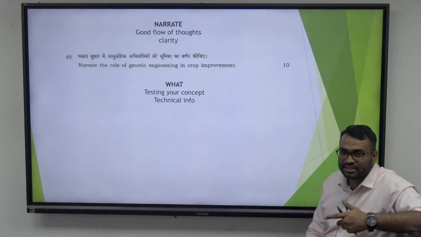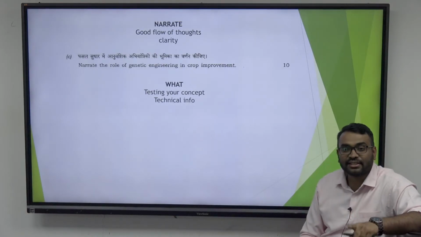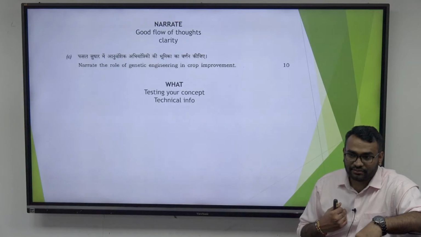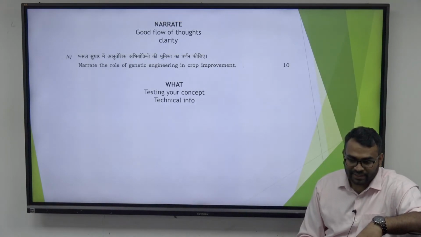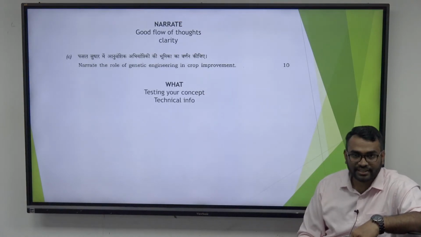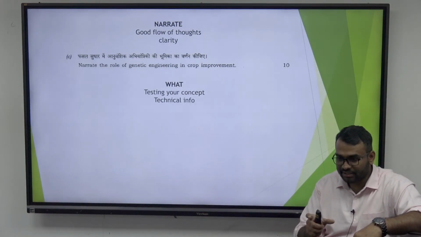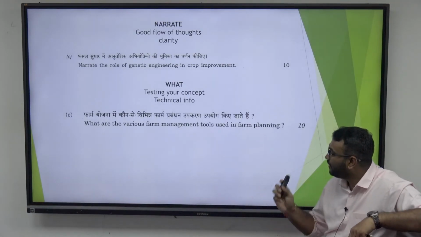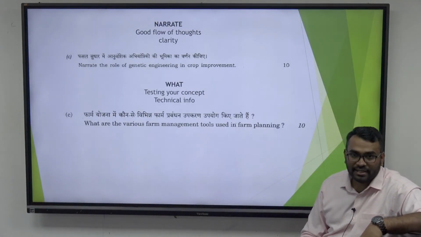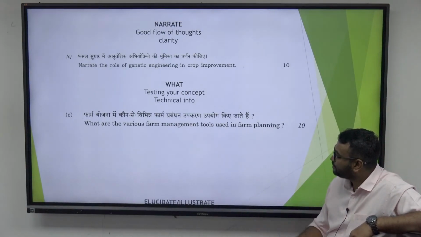Next one is "what". This is again one of the most repeated ones. It is clearly testing your technical knowledge, because I want to check whether you know, for example, what is cell division, or what is heredity. That means I am testing your technical knowledge. So give proper definitions and technical content in the answer, right? We have so many examples: what are the various farm management tools in farm planning, etc. Many are there. So this is the understanding you can have.